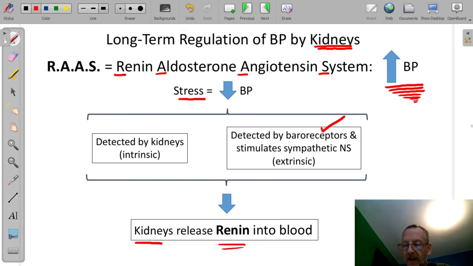The kidneys themselves sort of intrinsically can detect a drop in blood pressure. So the baroreceptors detect a drop in blood pressure, but the kidneys can also. The blood vessels in the kidneys are not stretched as much. The flow through the kidneys is less. We'll come back to that when we talk about the urinary system. So both places, the kidneys and the baroreceptors, detect a drop in blood pressure, and they both stimulate the kidneys to release renin. And we'll go to the next slide and look at what renin does.